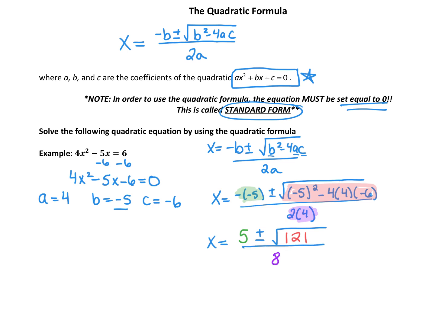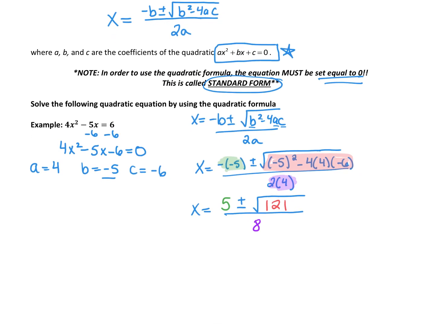Now, from here we need to check if our square root is simplifiable. First I'm going to check if it's a perfect square. So I'm going to plug 121 into my graphing calculator or a regular calculator. And actually 121 is a perfect square. The square root of 121 equals 11. So this is actually going to change into 5 plus or minus 11 all over 8. So now we're going to end up with two real solutions.